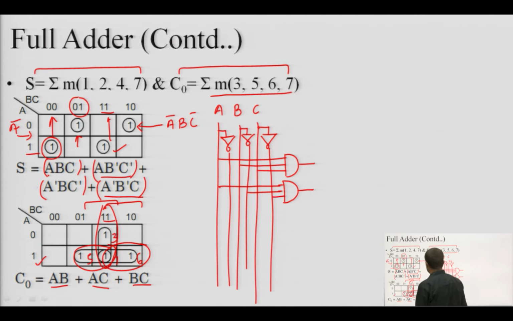Similarly, A bar B C bar. So, this is my A bar, this is B and this is C bar, the third product. And the last product is A bar B bar C. So, this is A bar, this is B bar and this is C.